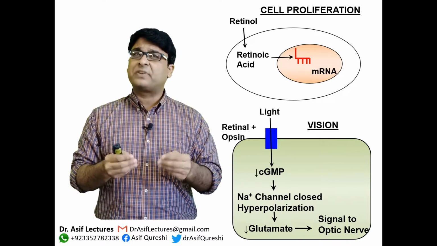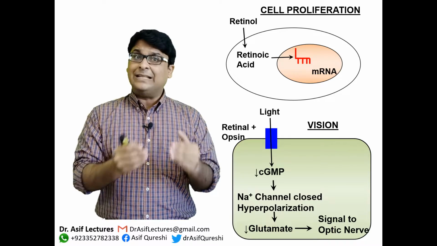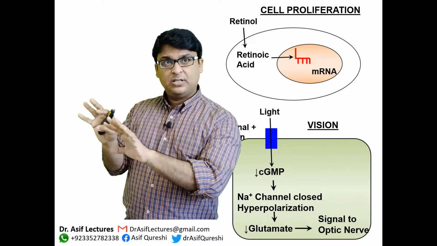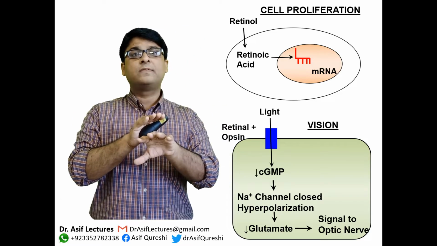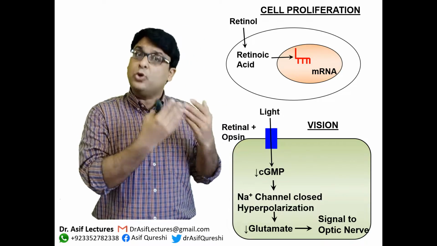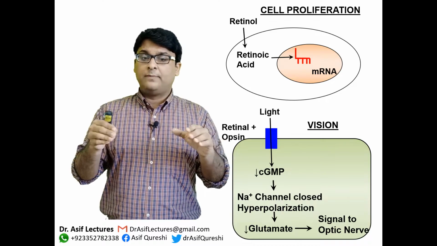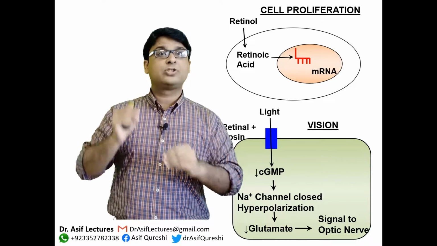So as a result, persistent glutamate is being released. And that glutamate inhibits the synaptic mechanisms in the optic nerve. So because of the persistent release of glutamate in resting condition, that visualization mechanism is not active.